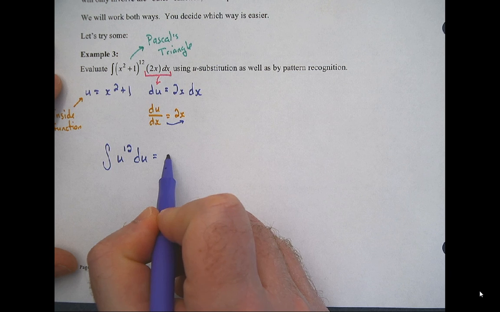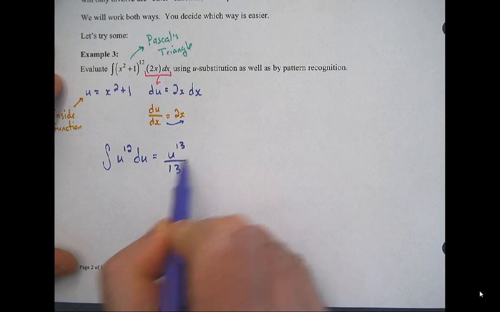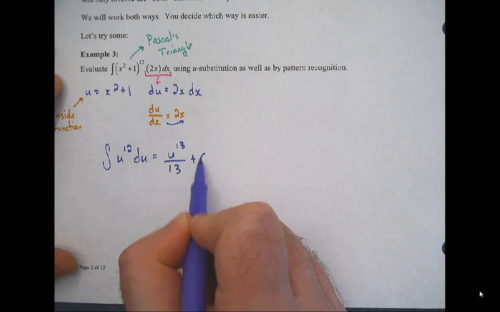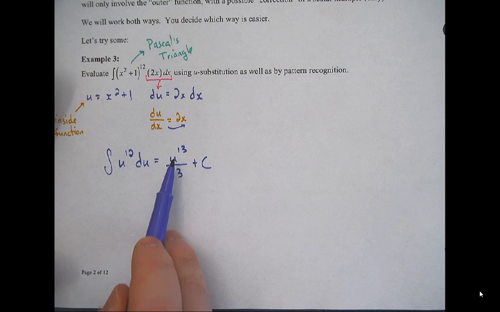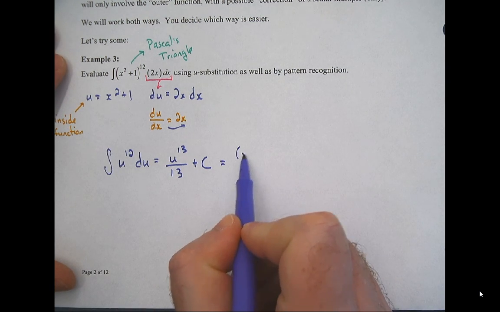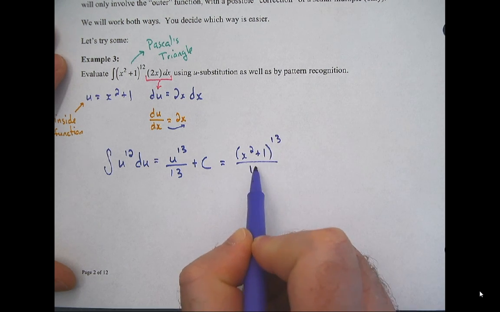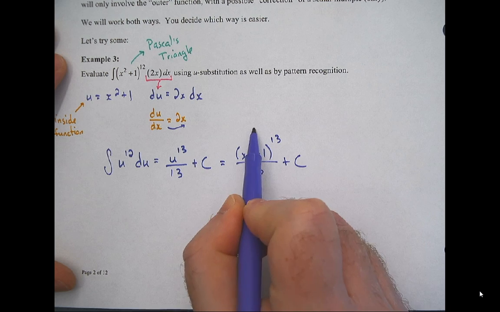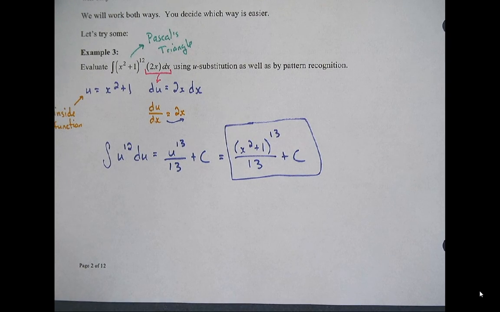So this would be u to the 13th over 13. Is it definite? No, it is not definite, so don't forget your plus c. And then now, I can take this u value and I can put it back in to give me the integral, the antiderivative.